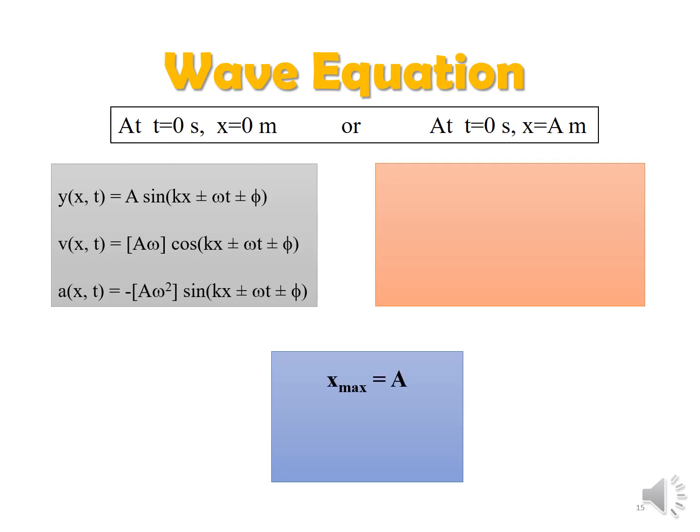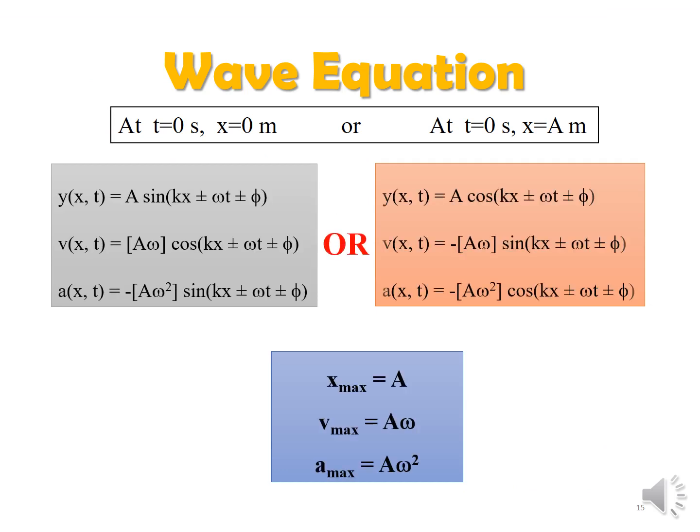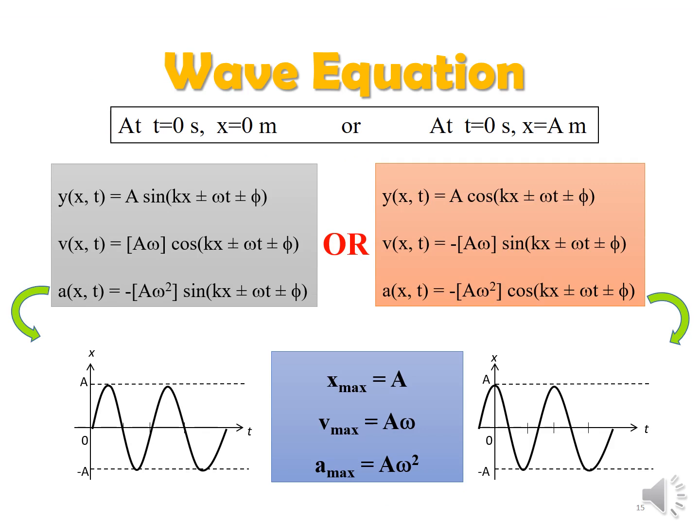This is a summary of the wave equation. There are 2 summaries. The first one, at t equal to 0 seconds, x equal to 0 meters, the equation is y(x, t) = A sin(kx ± ωt ± φ). Remember, plus or minus represents the wave traveling to the left or to the right.